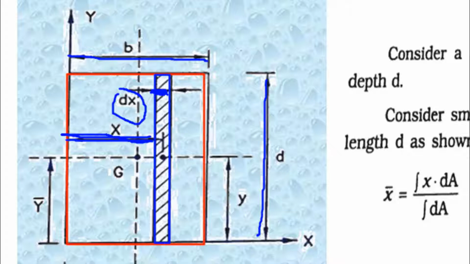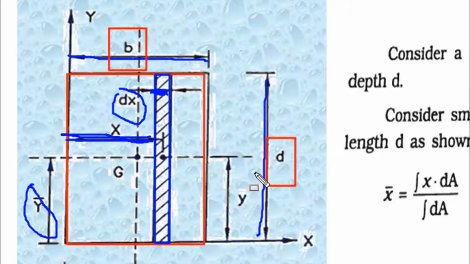What do we have to calculate? We have to calculate x bar and y bar for the given strip. So again I am repeating the symbols. What is b? B is the total width of the rectangle. What is d? D is the total depth of the rectangle. What is x? X is the distance of the strip from the vertical y-axis. What is dx? Dx is the horizontal width of the strip. So these are the symbols which we will use in our calculations.